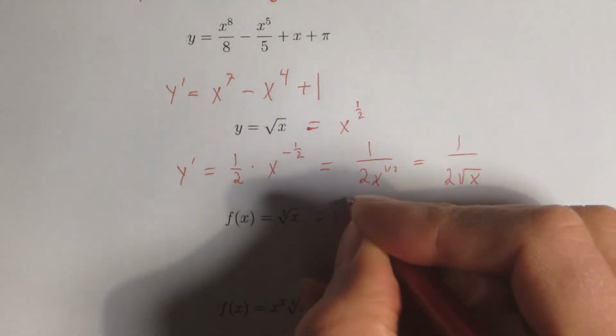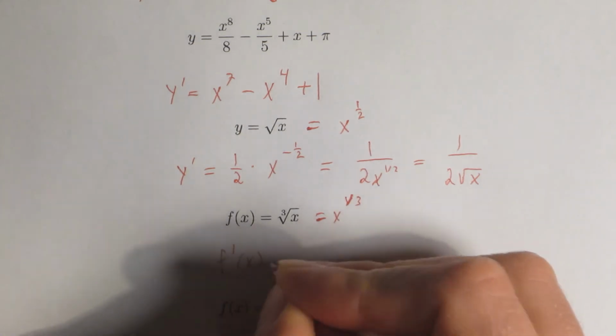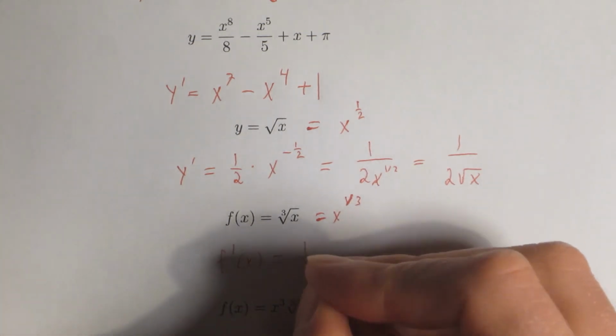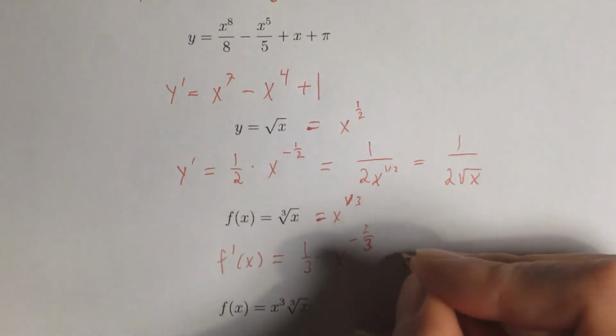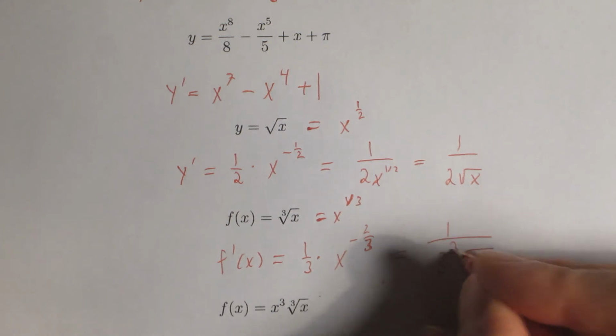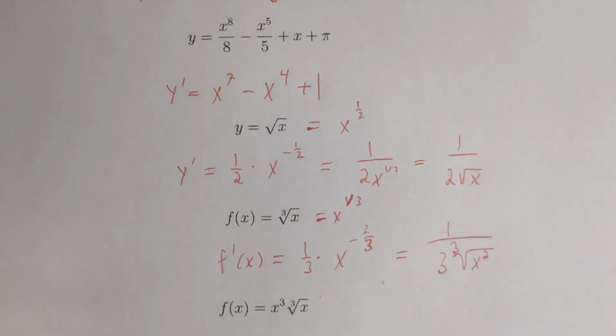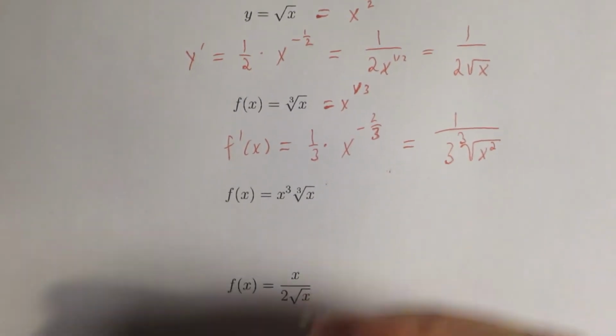Similarly here, f(x) is actually x to the power of 1/3, therefore f prime x, which we write out, becomes 1/3 times x to the power of negative 2/3, or in other words, 1 over 3 times the cube root of x squared.